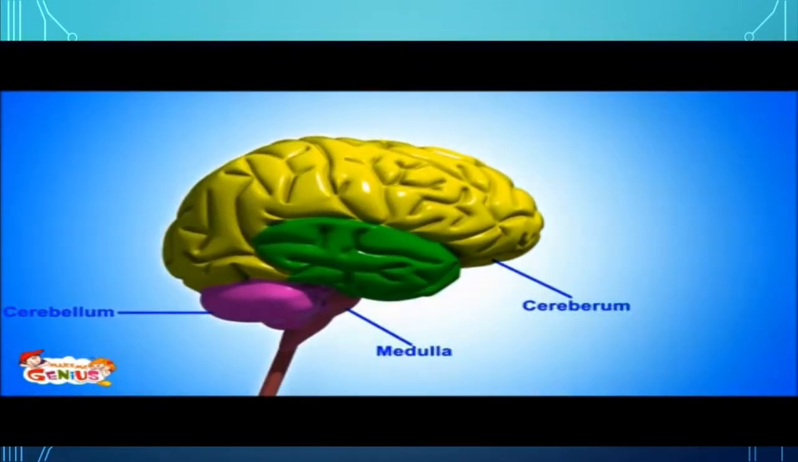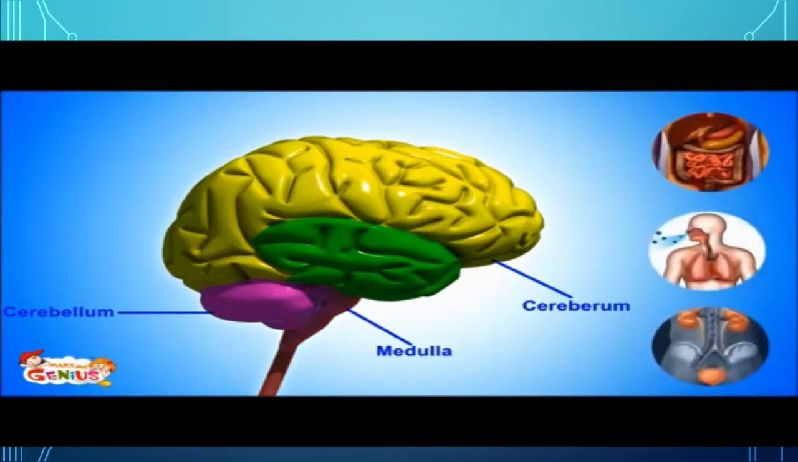The third major part is the medulla. It is also known as the brain stem. It does a few things, which are called involuntary actions. It controls our digestion, heartbeat, and breathing. These things happen automatically in our body. We don't have to put any effort here.